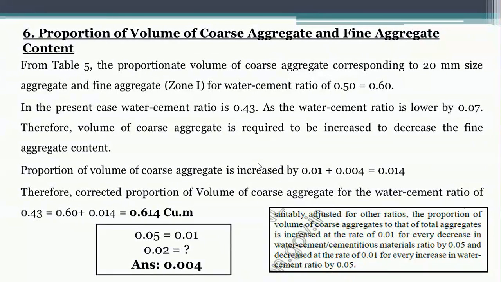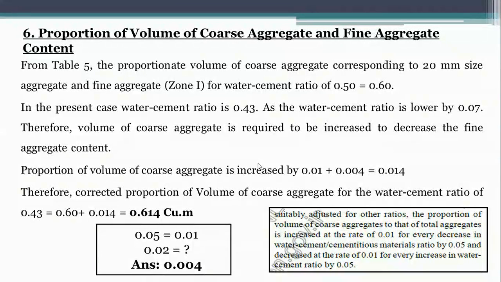What the code says is, for every decrease of 0.05 in water cement ratio, you have to increase the volume of coarse aggregate by 0.01. So I have split it up. Our water cement ratio is lower by 0.07, so I have split 0.07 as 0.05 plus 0.02. For every decrease of 0.05, you increase the volume of coarse aggregate by 0.01. Next, the remaining is 0.02.